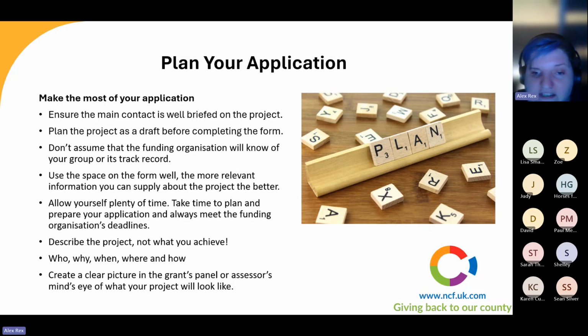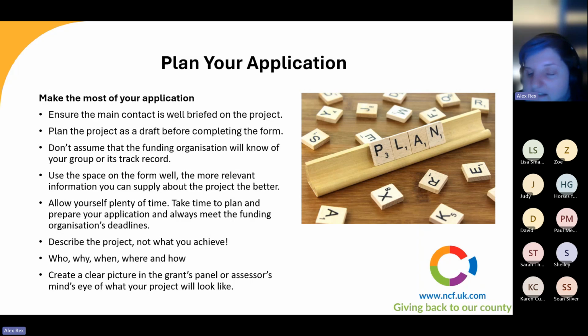Some things I've already mentioned, such as allowing yourself plenty of time. Describe the project, not just what you're trying to achieve. Sometimes groups can get a bit fixated on the outcomes and how they're going to fix all of the problems, but don't get down to the nitty-gritty of who it is for, why it is needed, when and where it is going to happen, and what exactly you're going to deliver. For example, we're going to have a lunch club from 2 till 4 every Tuesday. It's for 6 months to support people during the colder months. That kind of detail is needed and sometimes gets missed out by accident.